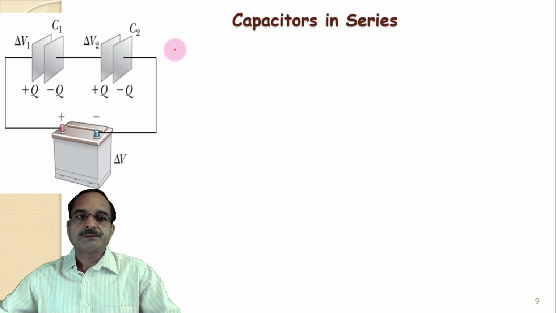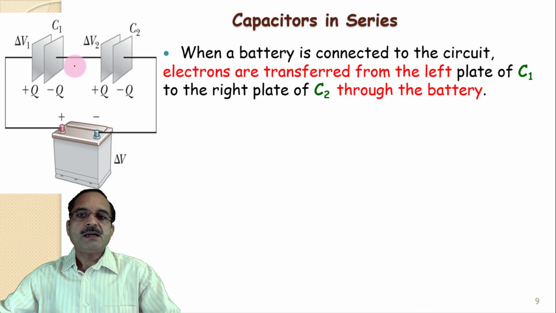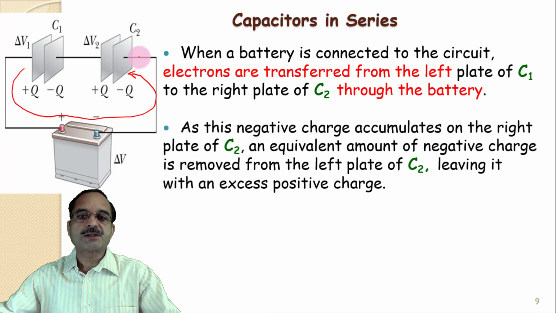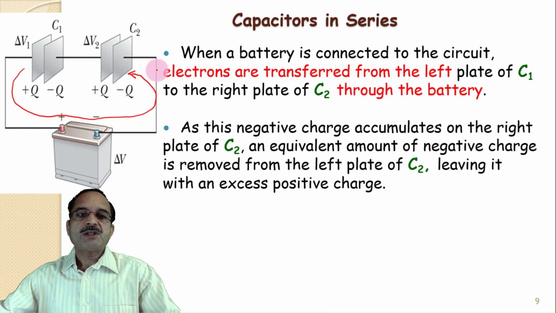Now let us assume a series combination. When a battery is connected to the circuit, electrons are transferred from the left plate of C1 to the right plate of C2, making the left plate of C1 positively charged and the right plate of C2 negatively charged. An equivalent amount of negative charge is removed from the left plate of C2, making it positively charged.